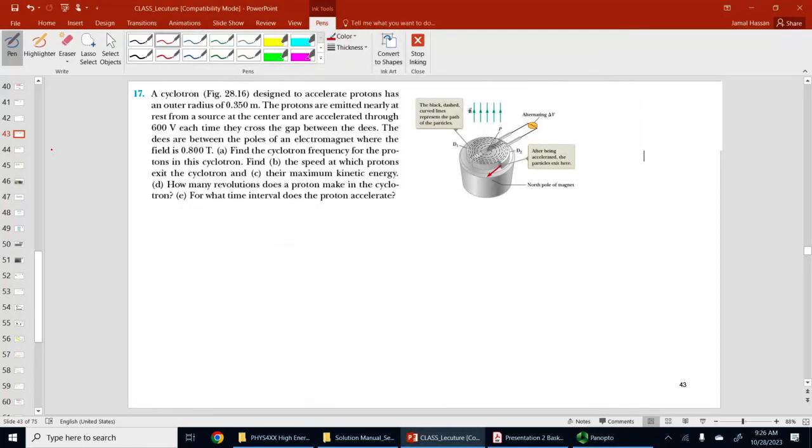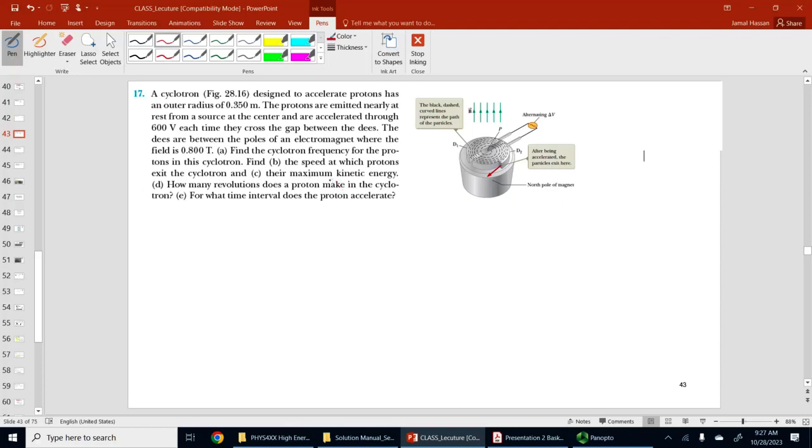Okay, hello everyone. These are a few questions on chapter 28, magnetism, and I might solve one or two questions on the previous chapter at the end, chapter 27, electric circuits. So the first question is about the cyclotron, which is a device we discussed during the lecture.